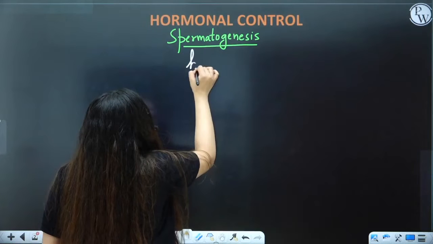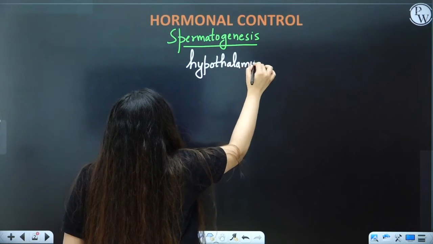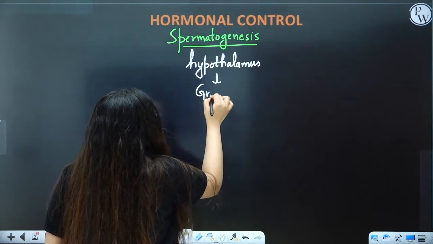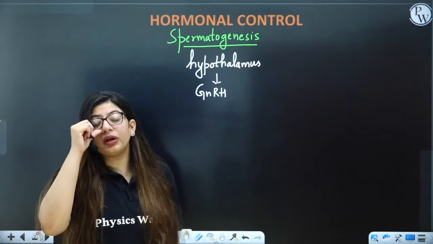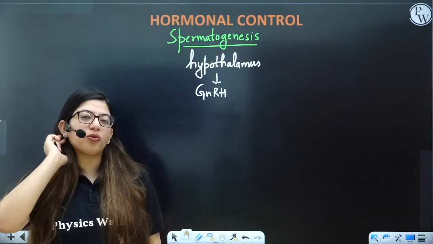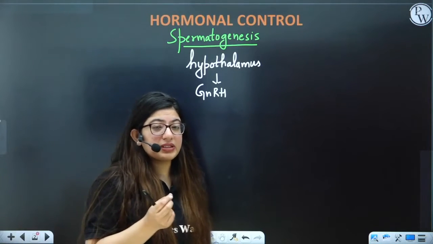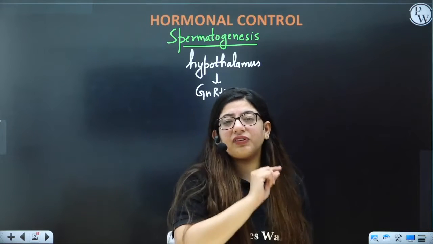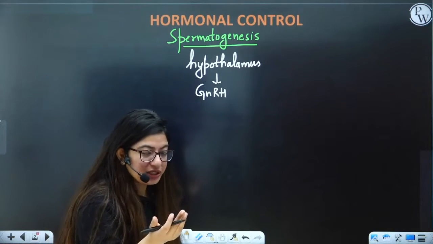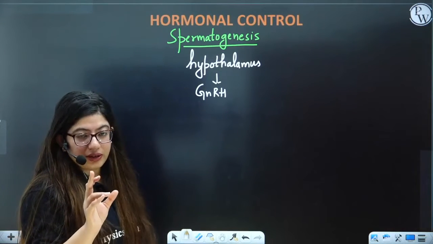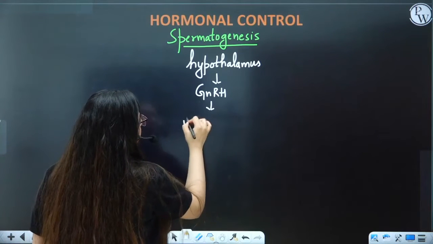We have one gland whose name is hypothalamus. Hypothalamus secretes the hormone GnRH, gonadotropin releasing hormone, and this helps in the release of gonadotropins. Now, what are gonadotropins? FSH and LH are collectively known as gonadotropins. You also know that gonadotropins, FSH and LH, are secreted by the pituitary gland. Which gland? Anterior pituitary. So GnRH will go to the anterior pituitary.